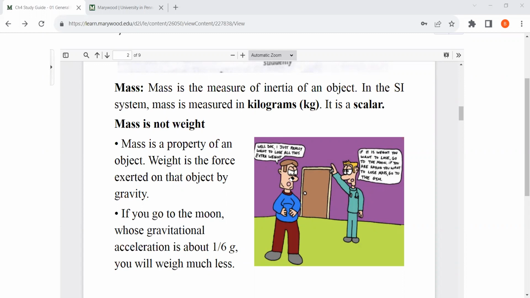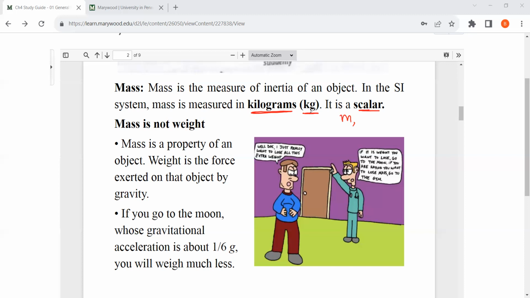It does not depend on where it is. It's basically the material content. It's a scalar quantity, and we use the symbol m to represent mass. The standard international unit for mass is the kilogram, and we use kg to represent mass. So mass is basically the material content of an object, a scalar quantity, and small m is used to represent it.